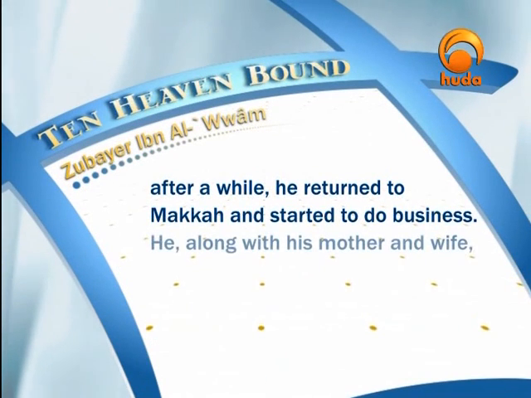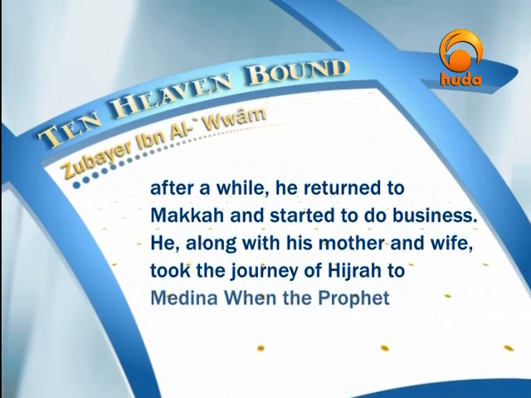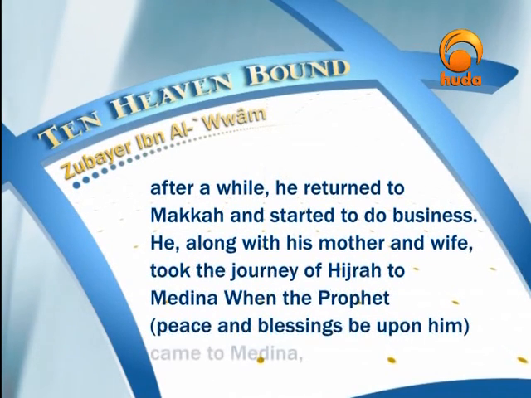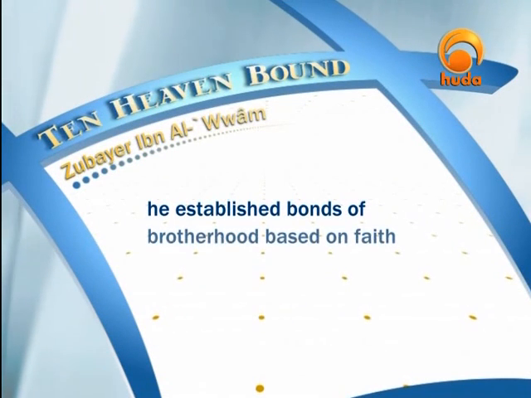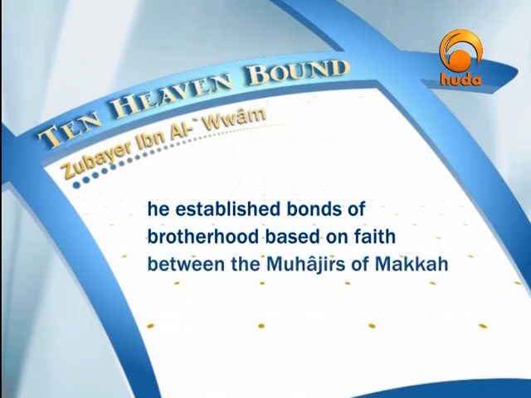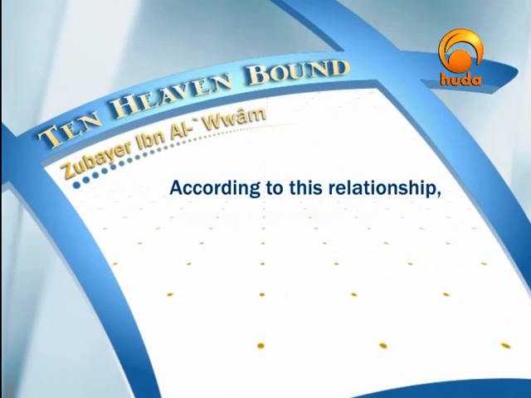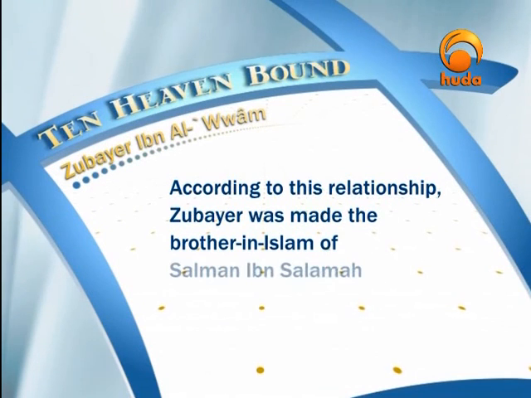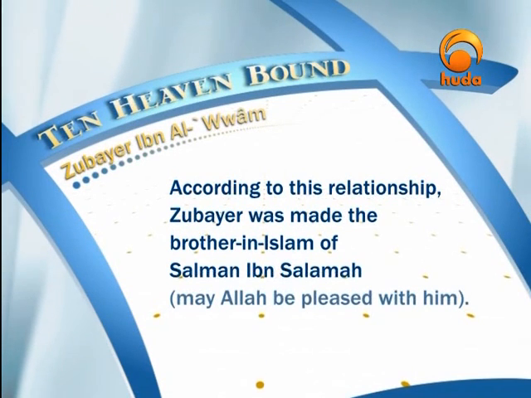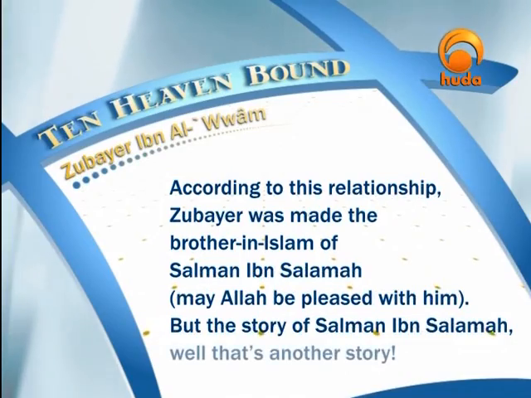He, along with his mother and wife, took the journey of Hijrah to Medina. When the Prophet, peace and blessings be upon him, came to Medina, he established bonds of brotherhood based on faith between the Muhajirs of Mecca and the Ansar of Medina. According to this relationship, Zubair was made the brother in Islam of Salman ibn Salama, may Allah be pleased with him. But the story of Salman ibn Salama, well, that's another story.